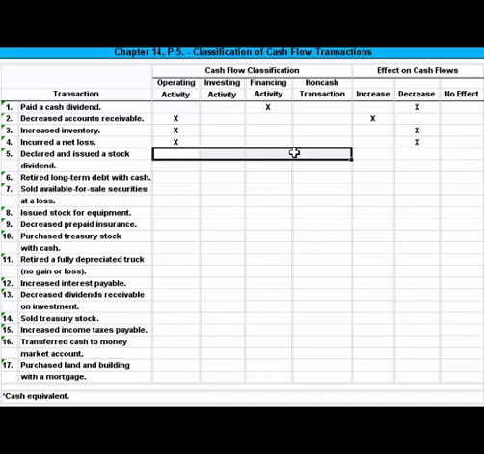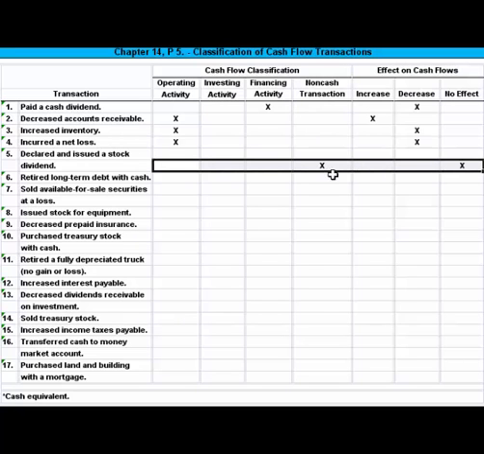Let's take a look at the next one. We declare and we issue a stock dividend, and in this case it's a non-cash dividend because the declaration itself is simply a bookkeeping entry. It isn't until we pay the dividend that there's a cash flow effect.